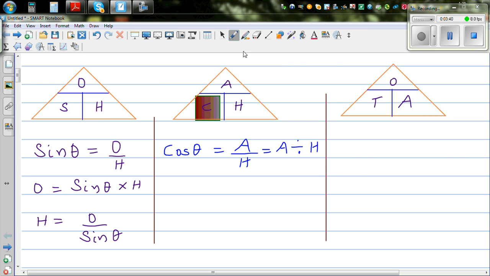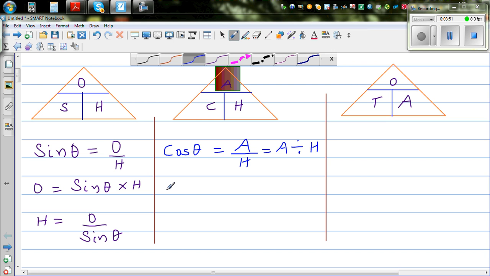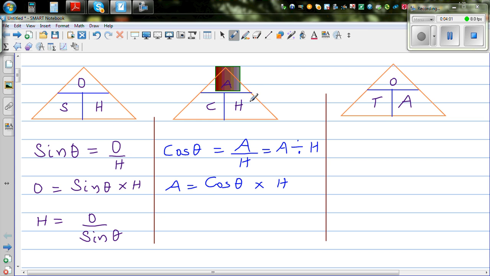Now if you cover up A, how will you read this? A would be this times this. That is, cos of an angle times hypotenuse. And finally, if you cover up H, you will have H equal to A divided by cos theta. I hope you can understand how to read this formula.